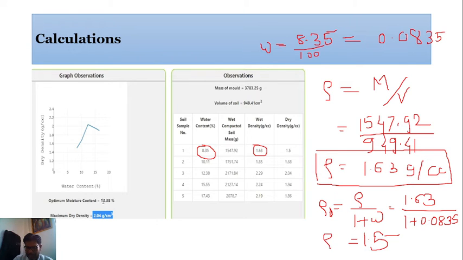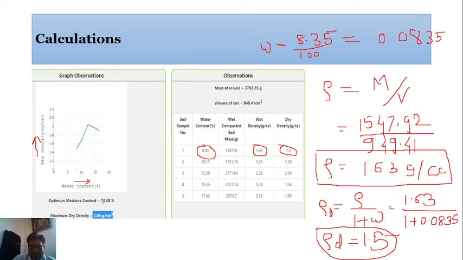Okay, so the dry density is 1.5. Now we plot a graph with dry density on the y-axis and water content on the x-axis. For 8.35% of water, our dry density is 1.5. For a dry density of 1.68, our water content is 10.11. So here it lies somewhere.